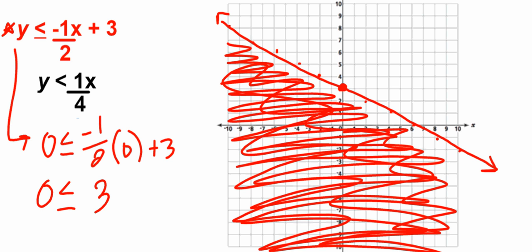Now let's graph this. Y is less than 1/4 x. I do not have a y-intercept, so that tells me the line crosses at 0. I go up 1 and to the right 4. If I go down 1, I go to the left 4. And then this is less than. It does not have the or equal to, so it's going to be a dashed line.